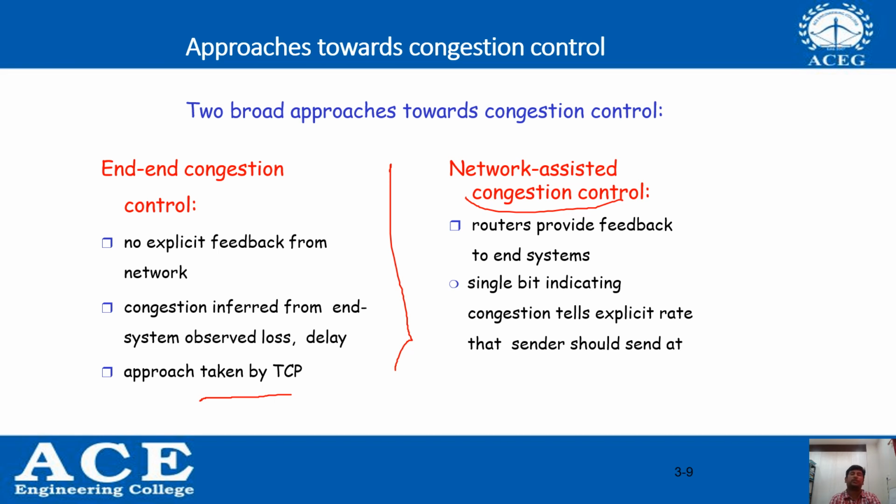Whereas in the second method of congestion control, the network tries to provide feedback to the sender, or in some situations to the receiver, about the congestion that has occurred. Once congestion has been identified, the sender is expected to slow down the rate at which it has been sending the data. So the network will use a single bit to indicate to the sender that there is congestion in the network, and it will ask the sender to send the data at a somewhat lower rate. This is called network assisted congestion control.